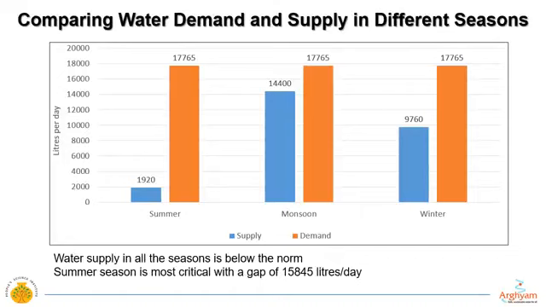The water deficit in summer is as high as 15,845 liters. Discussions with the villagers of Chamling revealed that the above deficit is met through accessing water supply from tankers in the summers.